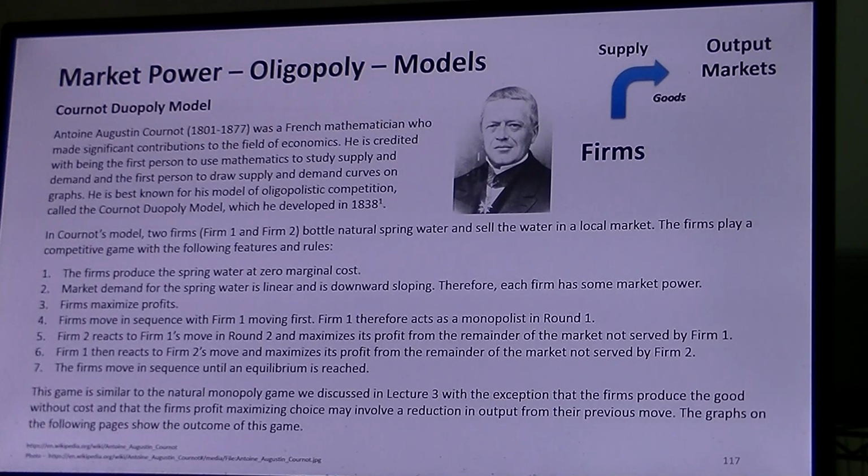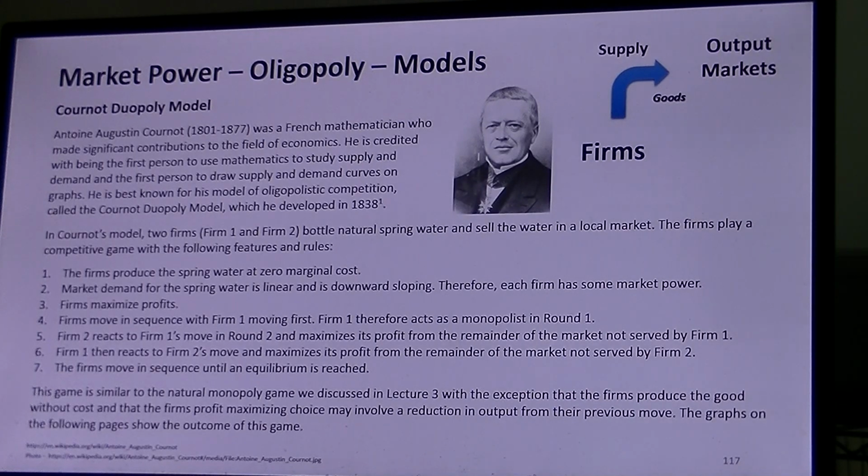So that's a very, very important assumption. The firms maximize profits, a very standard assumption. The firms move in sequence, with firm 1 moving first, not surprising. Firm 1 therefore acts as a monopolist in round 1, and we've seen that before in our natural monopoly model. It'll be the first in the market, it'll look around, there's no other firm, so it'll act as a monopolist and price accordingly.